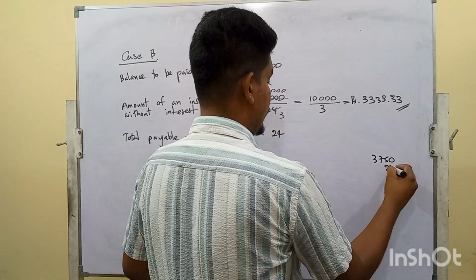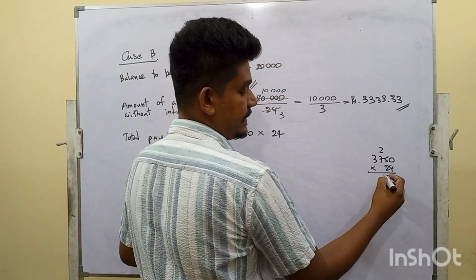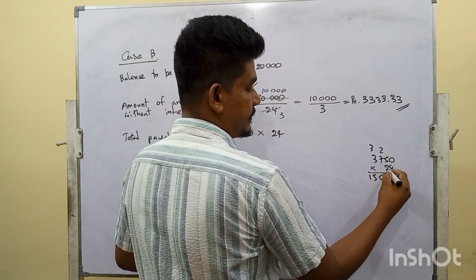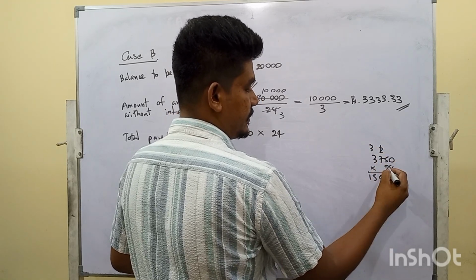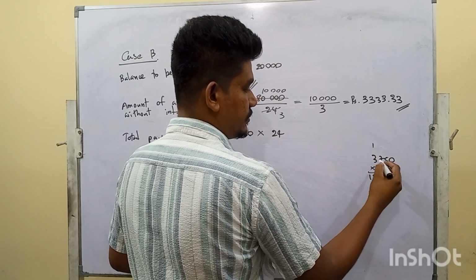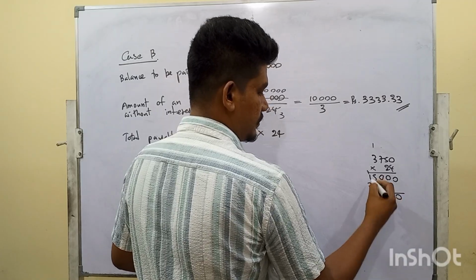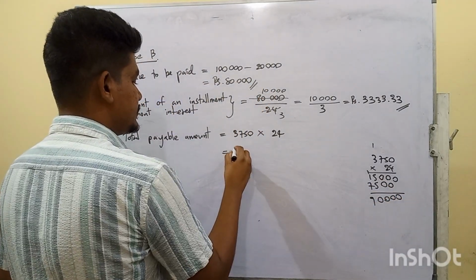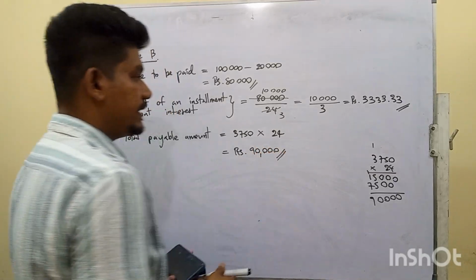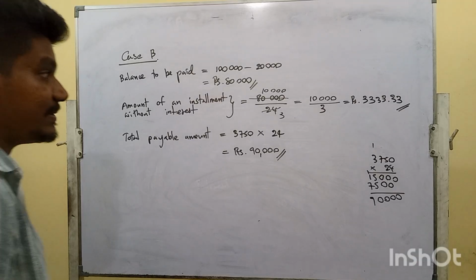3,750 multiplied by 24. 4 times 0, 4 times 20, 4 times 7, 28 plus 2, 30. 4 times 3, 12 plus 3, 15. 2 times 0, 2 times 5, 10. 2 times 7, 14 plus 1, 15. 2 times 3, 6 plus 1, 7. Right. Should be 90,000, no? 90,000 rupees. Right? 90,000 rupees. That's the total payable amount.